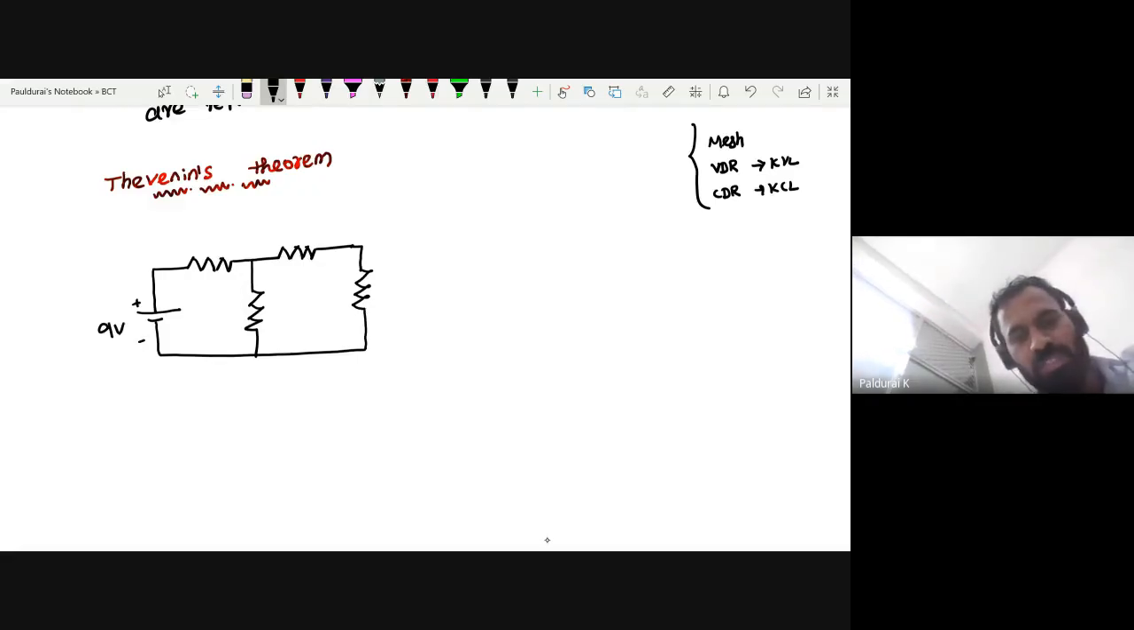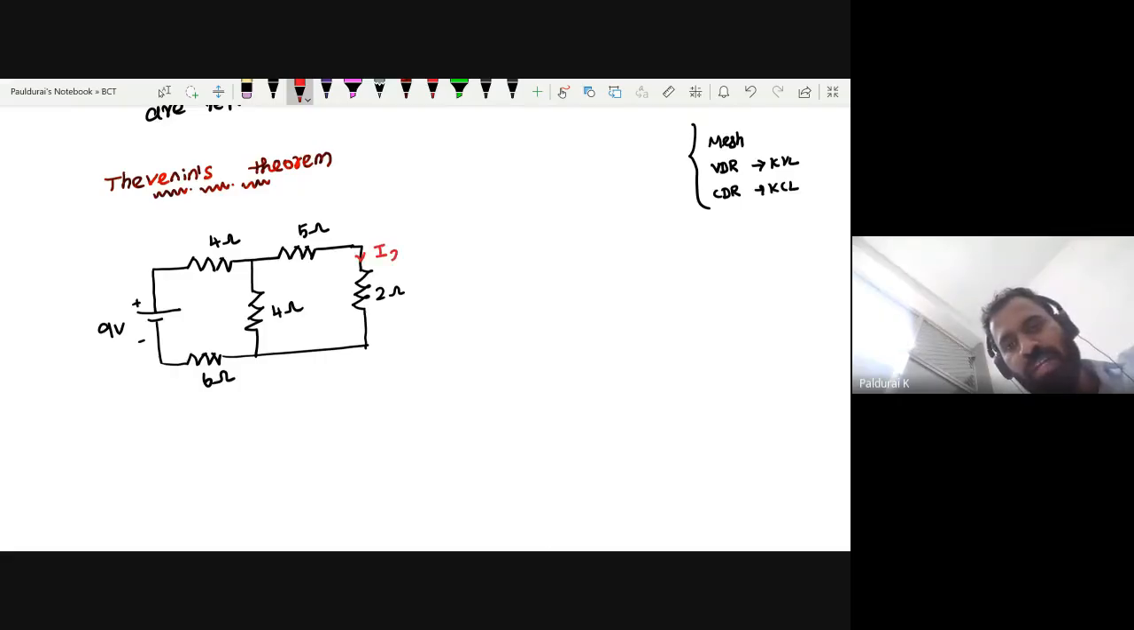So take this 9 volt source, this 2 ohm, 3 ohm, 4 ohm, 4 ohm. This time let me take one more resistance here, 6 ohm. Now my question for you: find I sub 2 ohm. Can you find it by yourself?